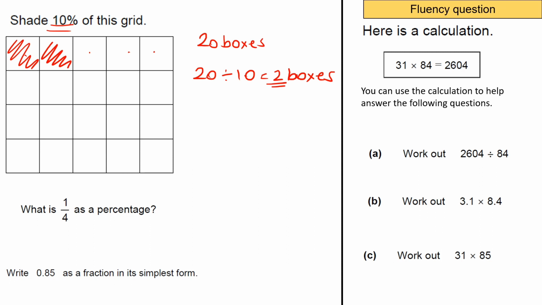What is 1 out of 4 as a percentage? 1 out of 4 means quarter, so that's like 25%. 0.25, 25%.